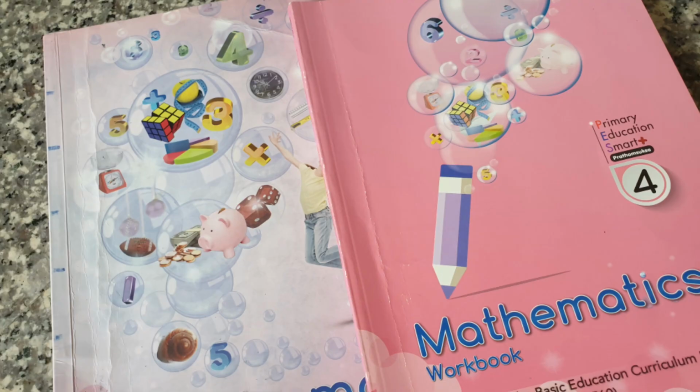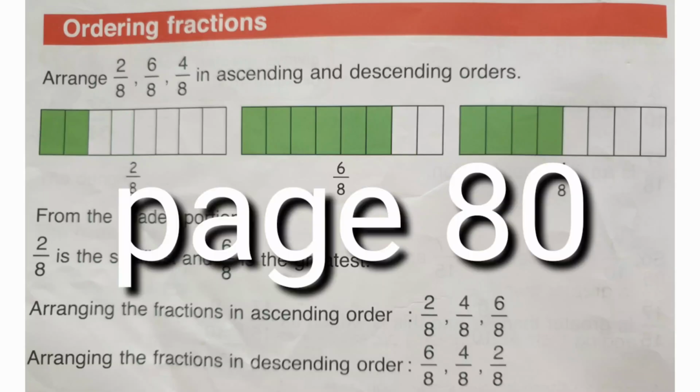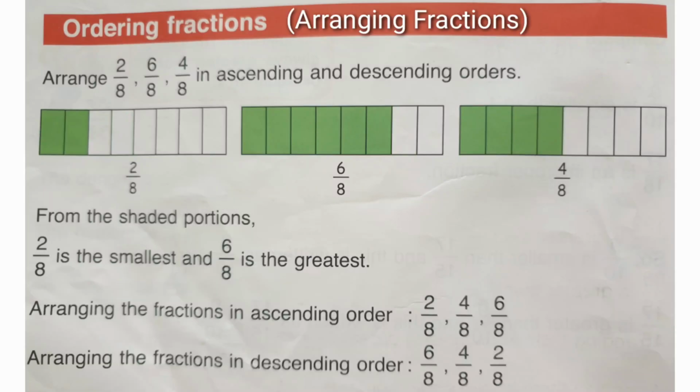Our lesson today is ordering fractions. Please bring out your textbook. Ordering fractions, or arranging fractions, is done in two ways. One, in ascending order. Two, in descending order.